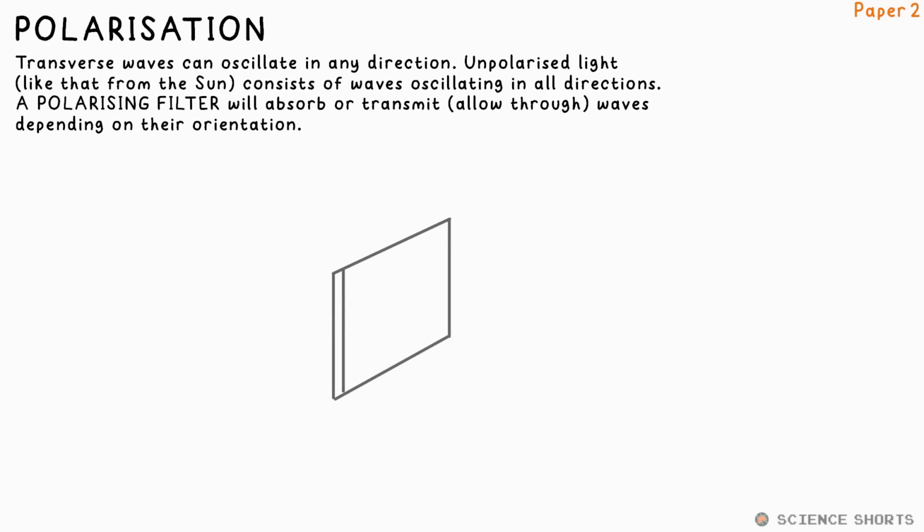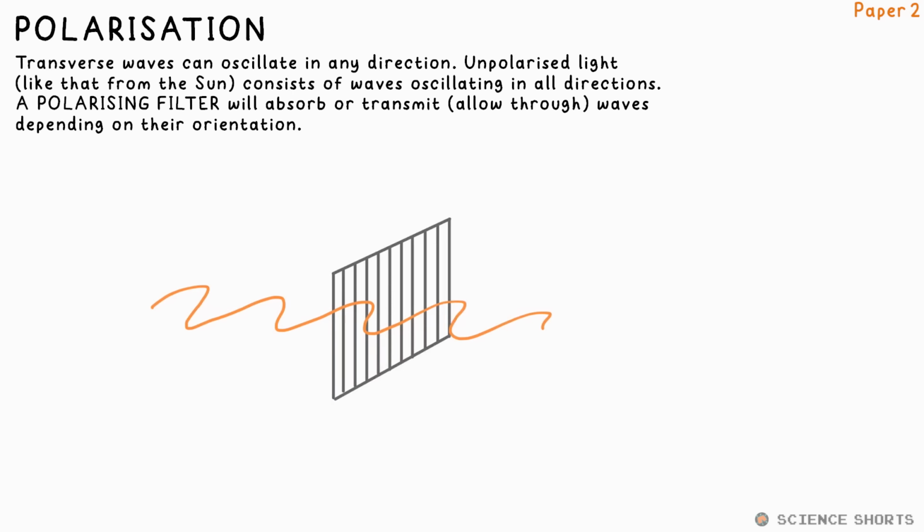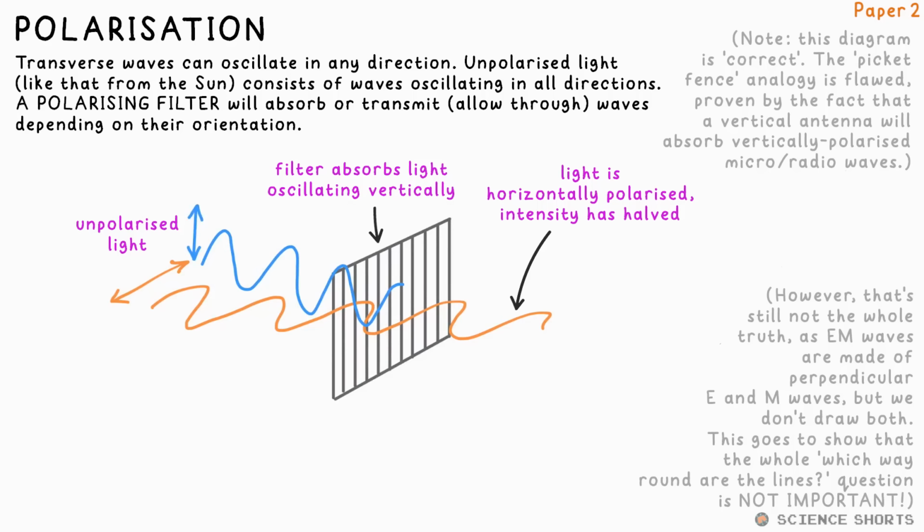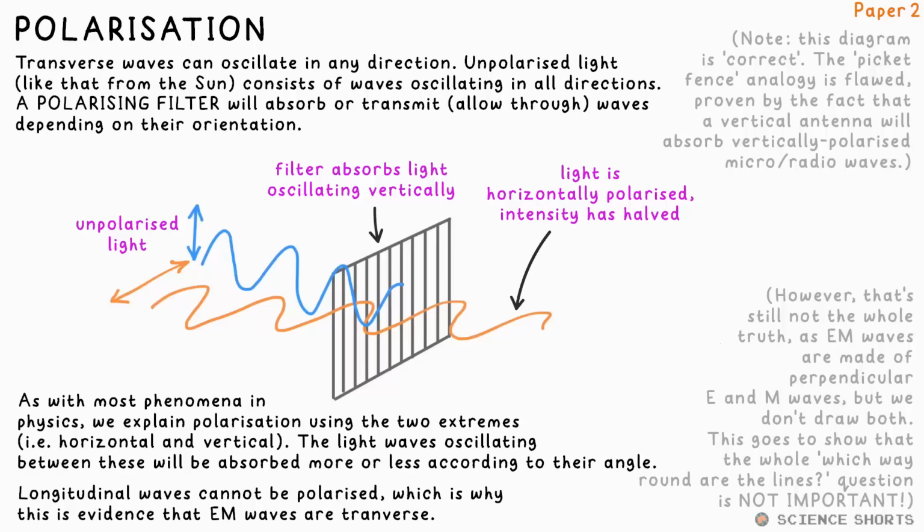Light emitted from the sun oscillates in all orientations. However, if you have a polarizing filter made of very small lines, it only lets half of the light through. Only half is transmitted. This is because it only lets waves of certain orientations through. We say that if the lines are vertical, waves oscillating vertically are absorbed, while horizontally oriented waves are transmitted, pass through, and vice versa. Now, some people get frustrated with this because they're taught the picket fence model of polarization. But that's not how it works.